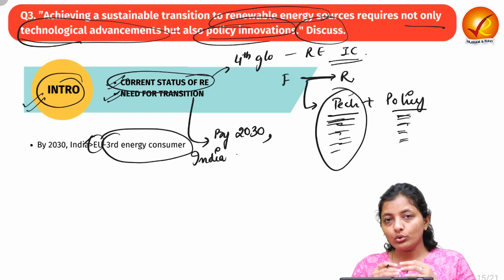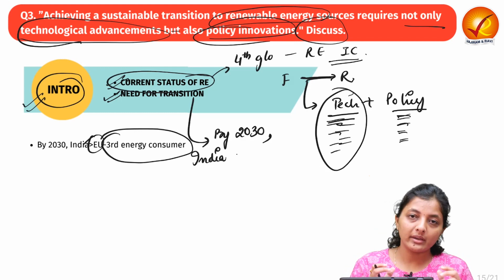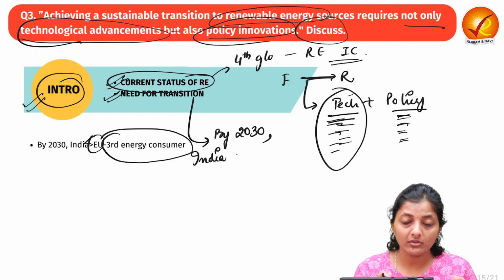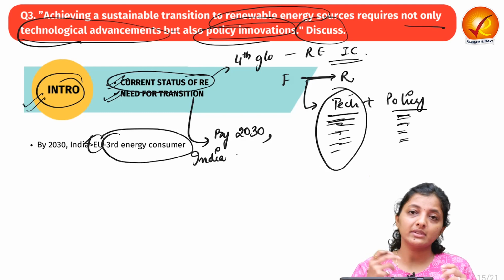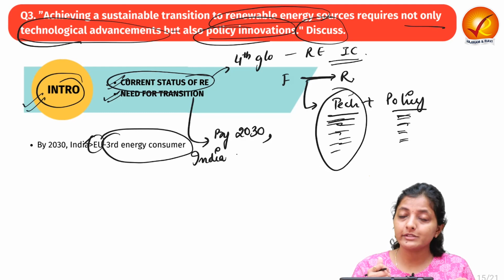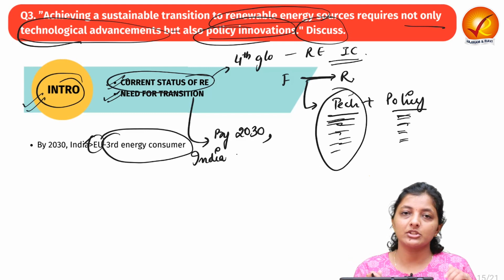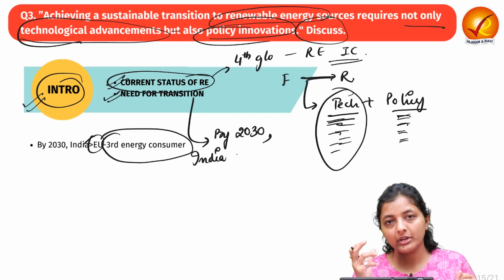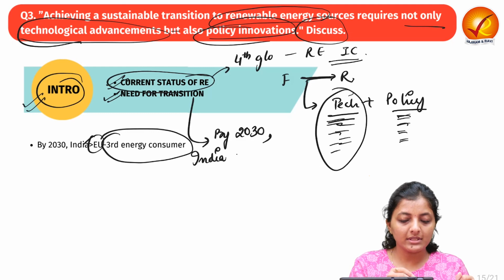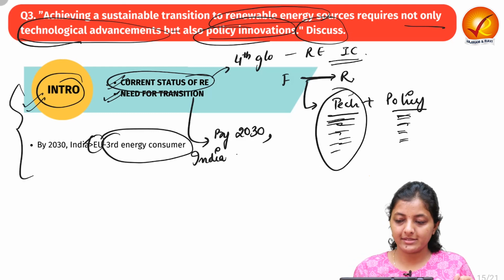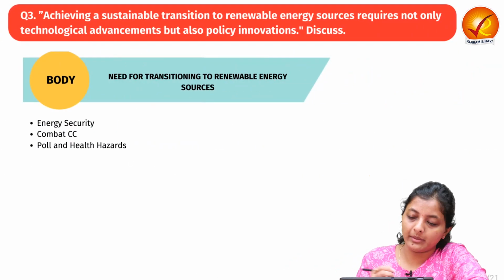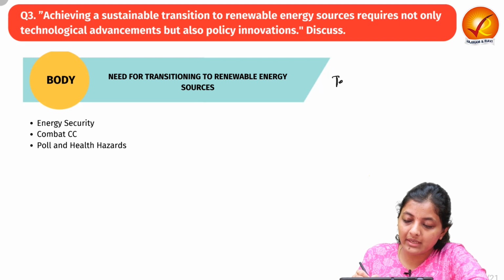So, to fulfill the energy requirement of the increasing population and the increasing energy demands, and also to combat climate change, we need this transition from fossil fuel to renewable energy. So this way you can introduce your answer. So let's see the body. In the body, we have to tell about the technological advancements as well as the policy innovations.